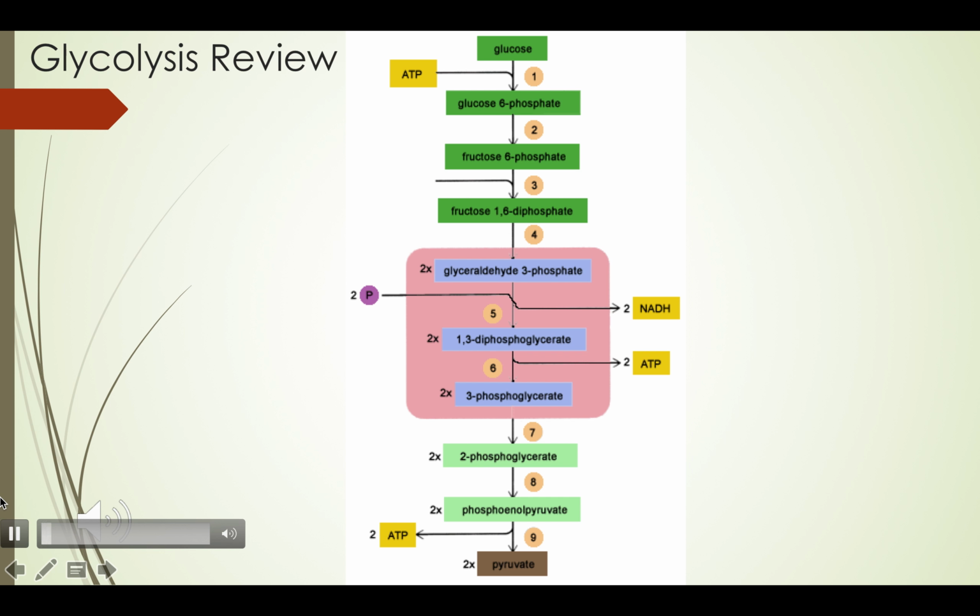To recap the first stage of cellular respiration, called glycolysis, we have turned one molecule of glucose, as you see at the top of this diagram, all through the 9 steps, and then at the bottom we have gotten 2 molecules of pyruvate. We generate 4 ATP throughout this process, and we use 2 ATP throughout the process. Therefore, we have a net gain of 2 ATP from glycolysis alone.